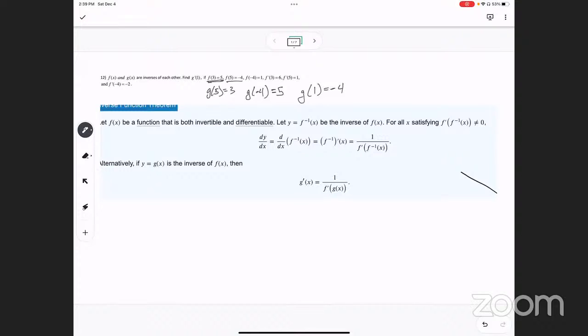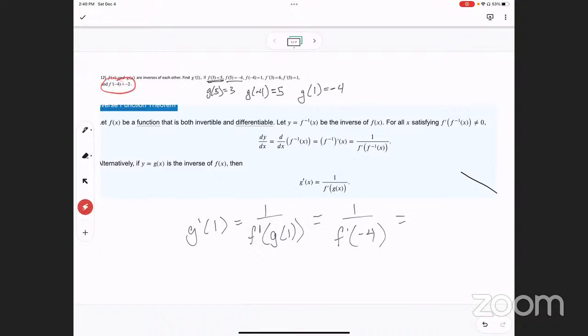So they want us to find g inverse of 1. Let's use the property: the derivative of g inverse at 1 equals 1 over the derivative of f at g of 1. And what's g of 1? See how we already wrote it out? It's negative 4. So it's f inverse of negative 4, which is negative 2. So it's 1 over negative 2. There's your answer. That's easy.